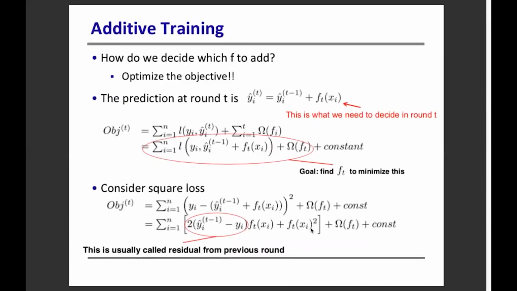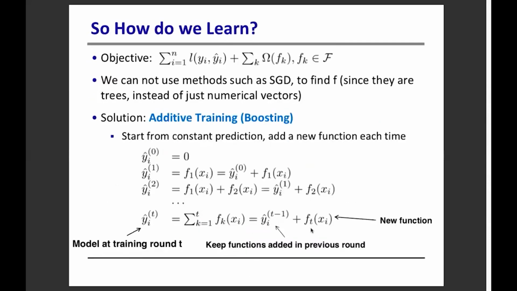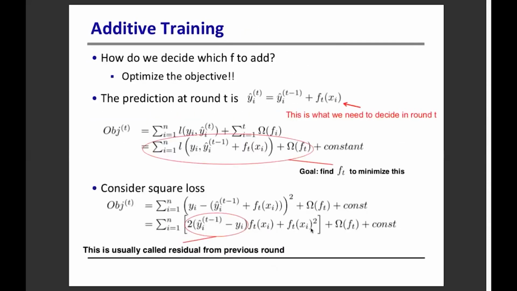Now the important part is that as we are doing the additive training, how do we figure out which function to add? There could be many functions to add, right? So we optimize the objective. The prediction at round t is basically whatever prediction we were making at the previous step plus this new function.